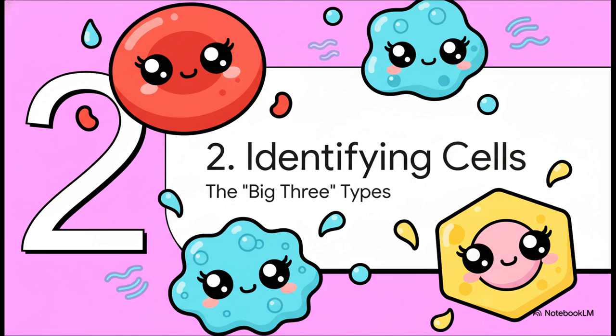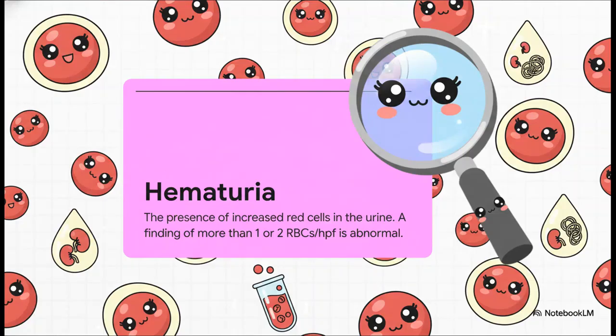Okay, on to section 2, identifying the cellular elements. We're going to focus on what I call the big 3, the cell types you'll almost always be looking for: red blood cells, white blood cells, and epithelial cells. First up, hematuria. That's just the technical term for having red blood cells, or RBCs, in the urine. And this really shows you just how sensitive this test is. A finding of even more than 1 or 2 RBCs per high-power field, if it's persistent, is considered abnormal.